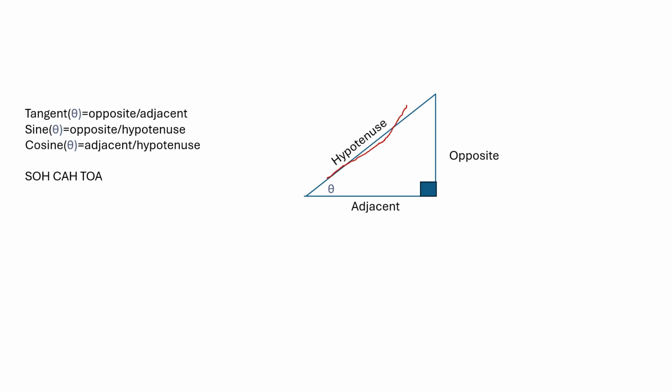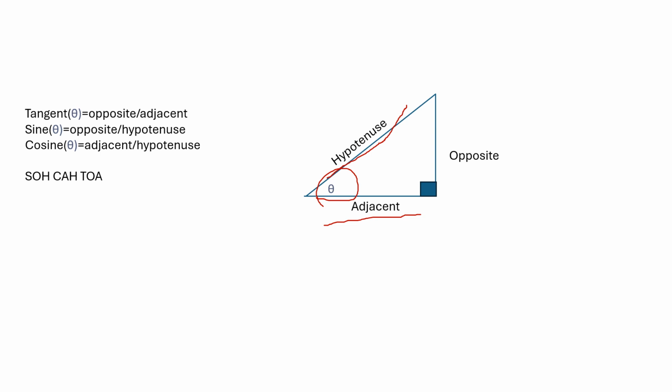And we also have the opposite side from an angle, which is the side across from the angle theta, which is circled. And then we have the adjacent side, which is next to the angle theta.